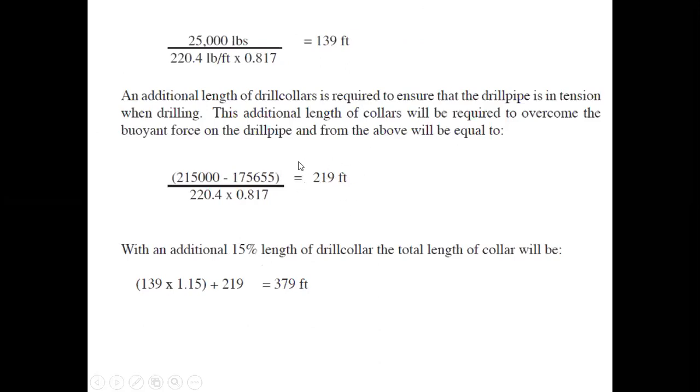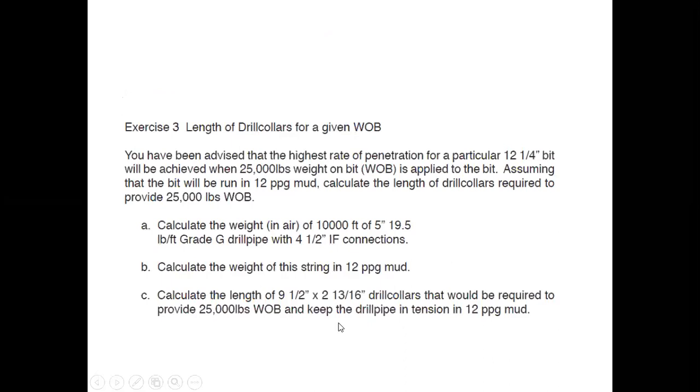So for that, we just multiply the open-air drill pipe weight minus the one inside the drilling fluid. We multiply by 20, divide by 120.4, which is the weight of the drill collar, and the buoyancy factor, which gives 219 feet. In the end, we just add them and multiply by a 1.15 safety factor, and that's the total length of drill collars we need. So the answer to the question is we need 379 feet of drill collar in order to have the weight on bit of 25,000 pounds, and so on.